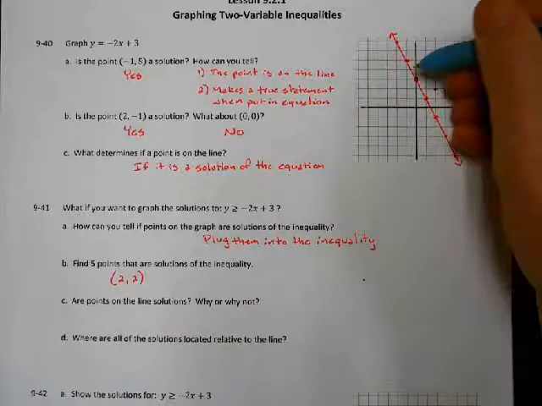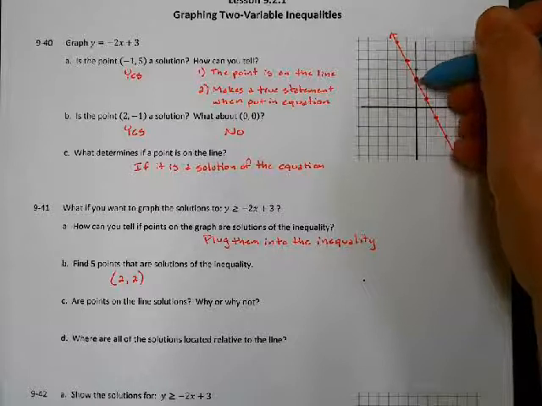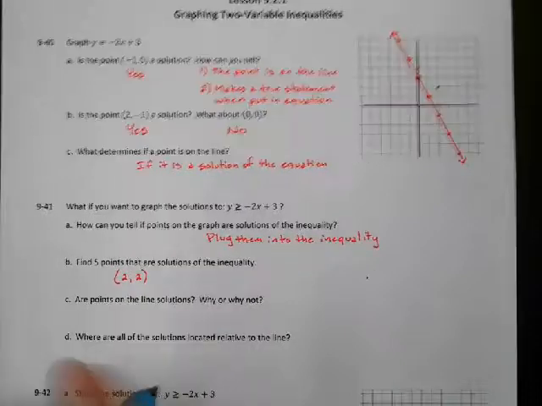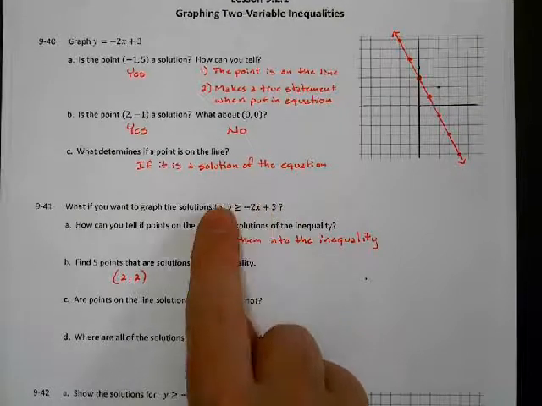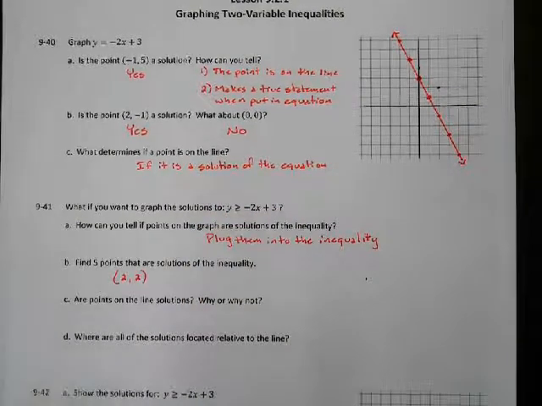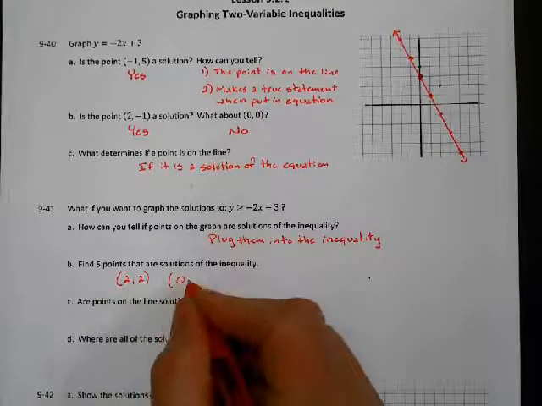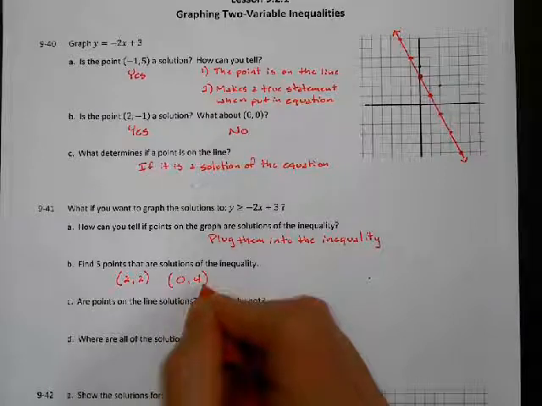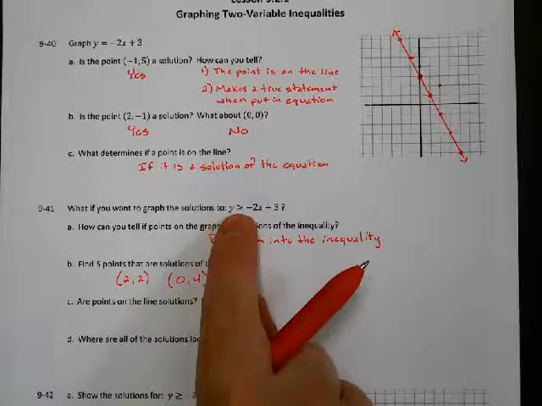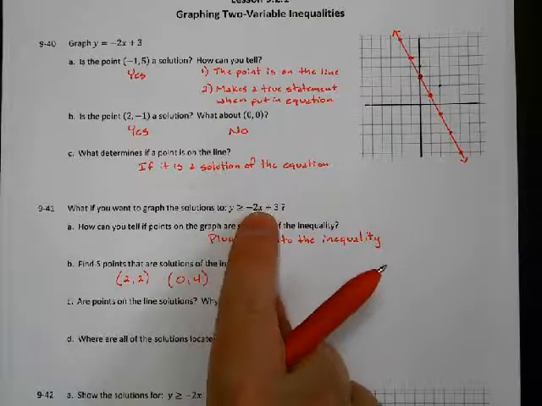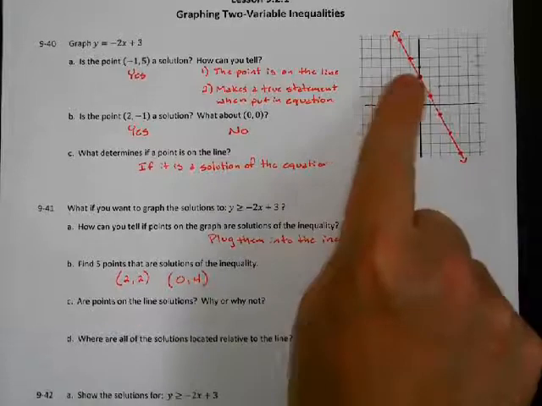Let's try another point above the line. Let's go up to here. Let's try this point right there. That's the point 0, 1, 2, 3, 4. So let's try 0, 4. 4 is greater than 3. That does work. So 0, 4 works because when I plug it in, negative 2 times 0 is 0, and 4 is greater than 3. So there's a second point that works.